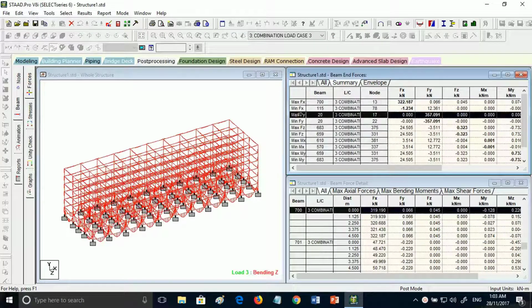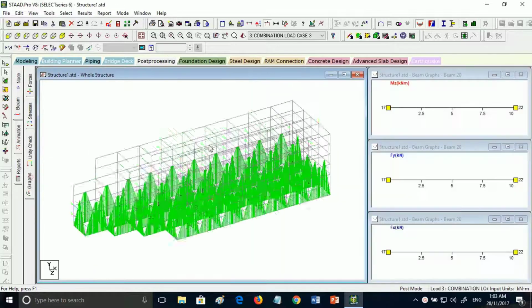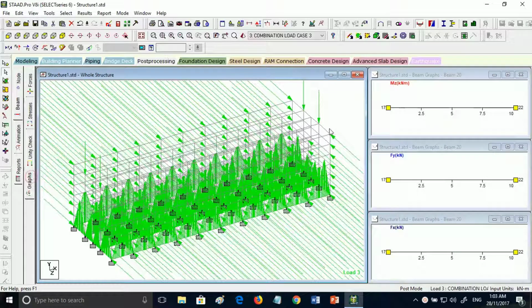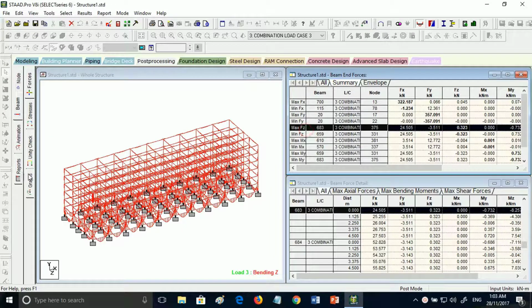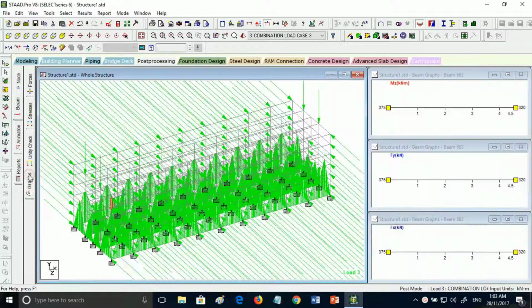Next is the maximum force in the Y direction. It will be at beam 20 with the intensity of 257.09 kilonewton, and this will be the shear force and bending moment diagram of beam 20. After that is the maximum force in the Z direction. It will be at beam 683 with the intensity of 0.323 kilonewton, and this will be the shear force and also bending moment diagram.